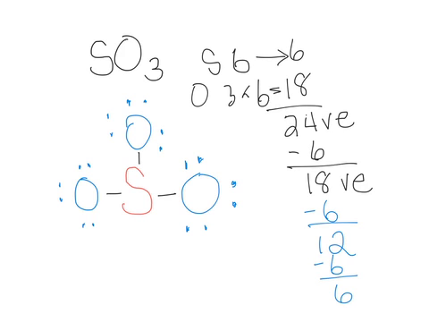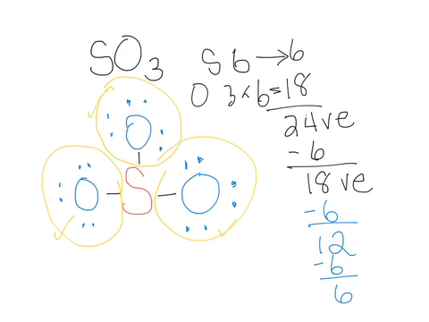So let's take a look at this oxygen here, the first oxygen on the left. As this oxygen looks around itself, how many electrons does it think it has? 2, 4, 6, 8. So it's good. Now let's take a look at this next one. How many electrons does it think it has? 2, 4, 6, 8. So it's good. And this next one, 2, 4, 6, 8. So it's good. Now let's take a look at sulfur in the middle. How many electrons does sulfur think it has? 2, 4, 6. So it is not good.